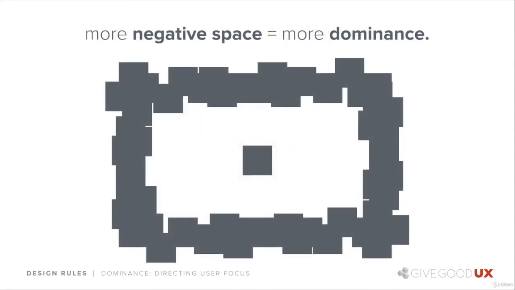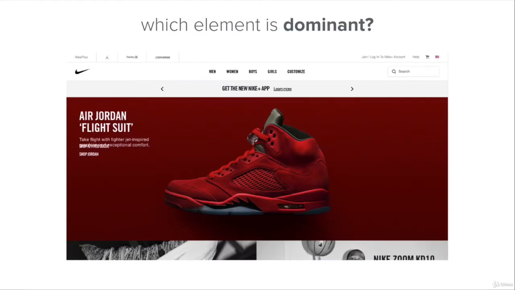It's also true that more negative space equals more dominance, even though that big border contains more stuff. It's bigger, there's more of it. That trapped negative space in the middle focuses your eye on that center square. So let's look at a couple more examples.